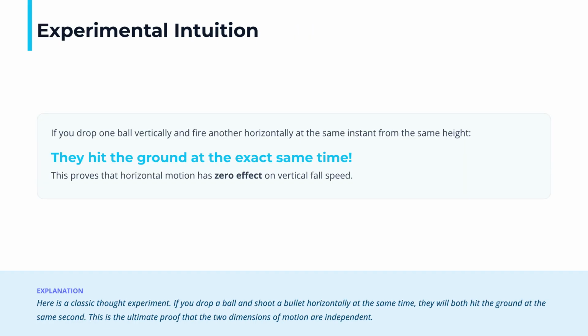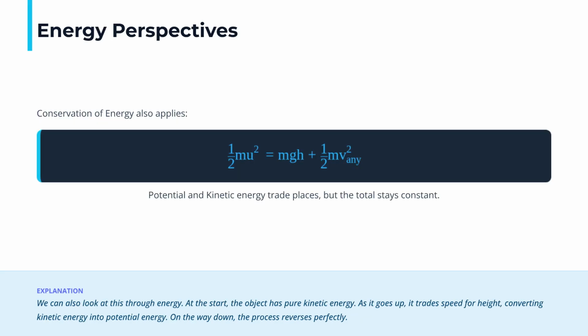A key thought experiment proves that horizontal motion has 0 effect on vertical fall speed. If you drop a ball and shoot a bullet horizontally at the same time, they hit the ground at the same second. From an energy perspective, the object trades speed for height, converting kinetic energy into potential energy on the way up, and reversing perfectly on the way down.